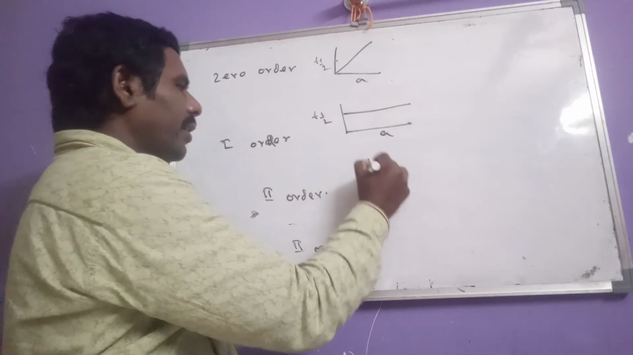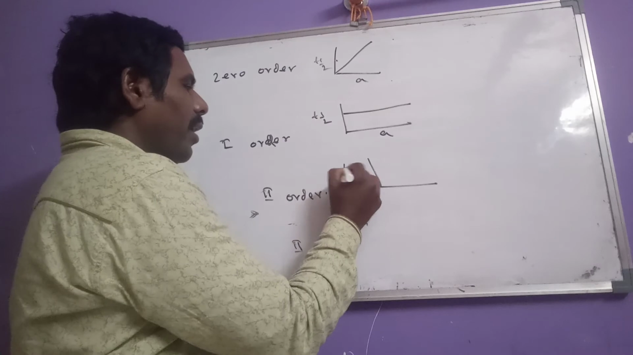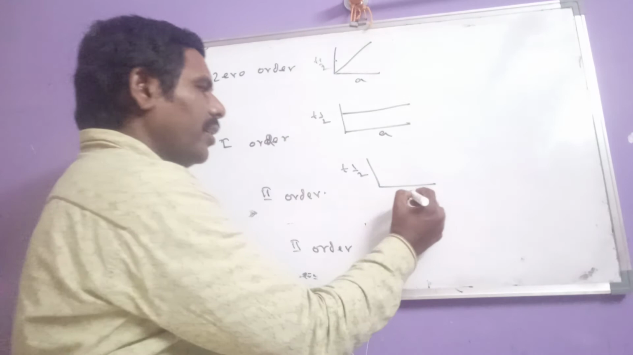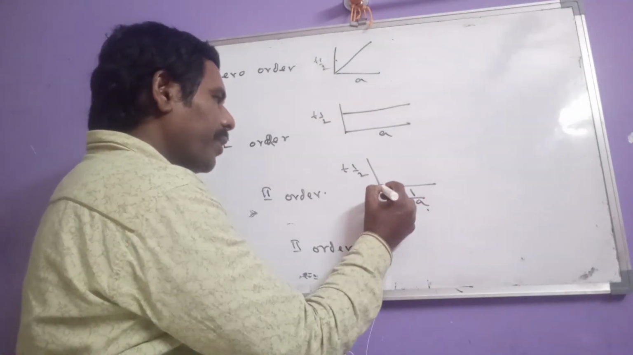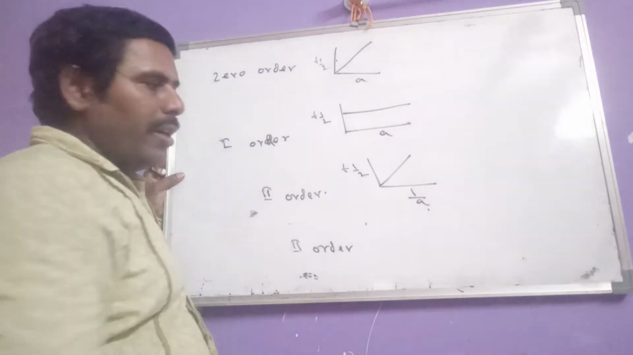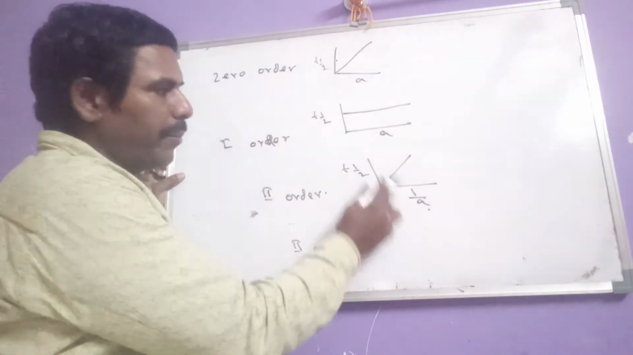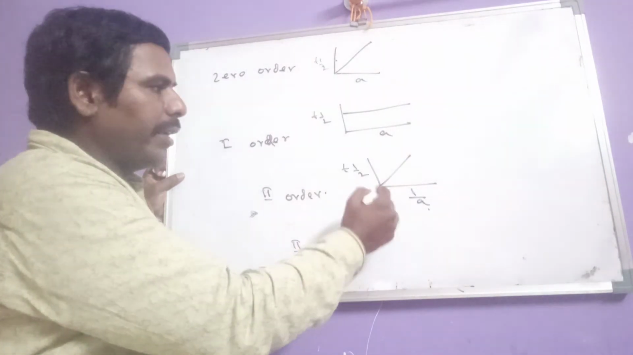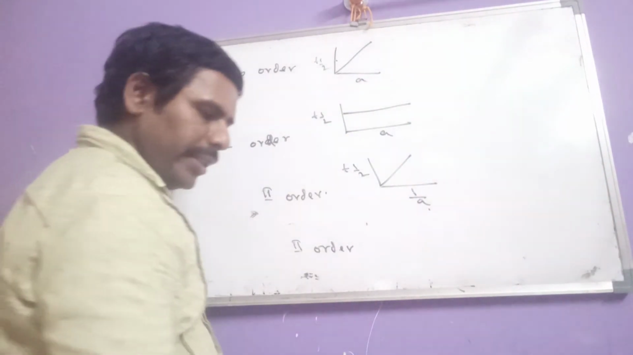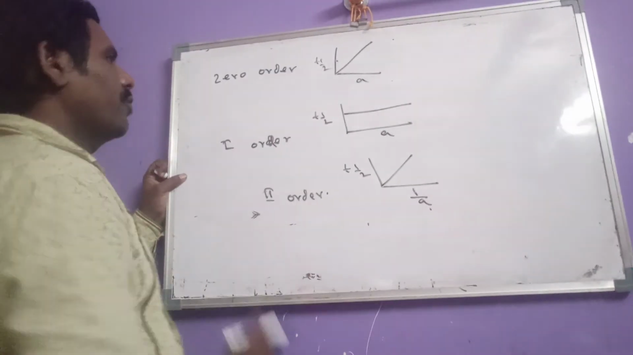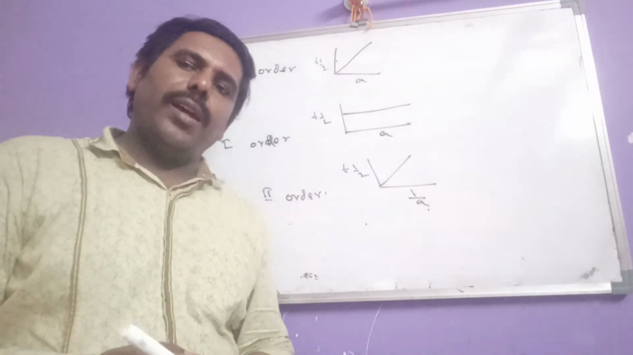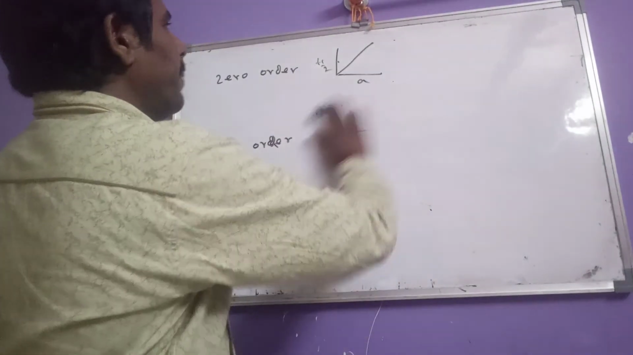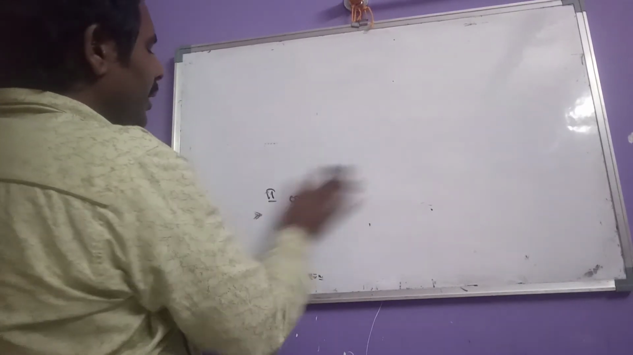And for second order reactions, half-life time is inversely proportional to initial concentration. So let us consider 1 by A. Then again you can get a positive slope. Of course, if initial concentration A is taken, then a line with a negative slope we can get. But what we have taken here is 1 by A, so a positive slope. Like that, these are the graphs related to half-life time and initial concentration.